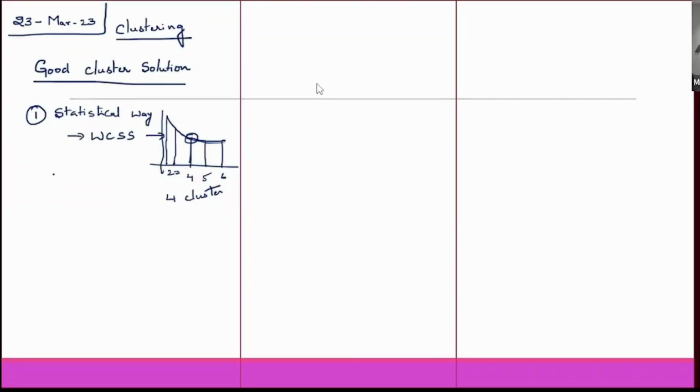There is another statistical approach which is typically called the Silhouette width or Silhouette score.